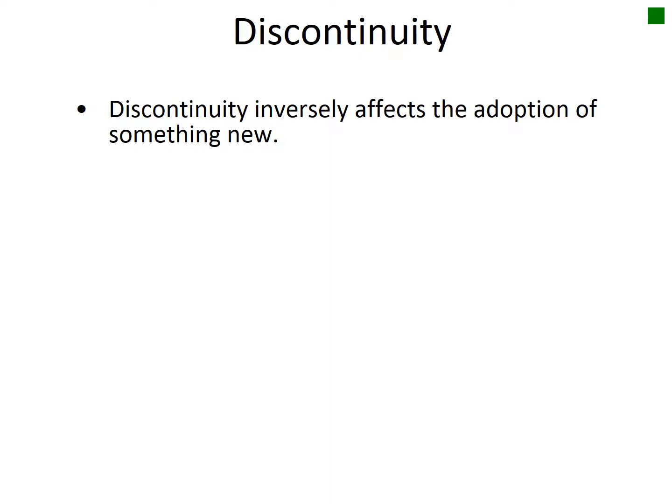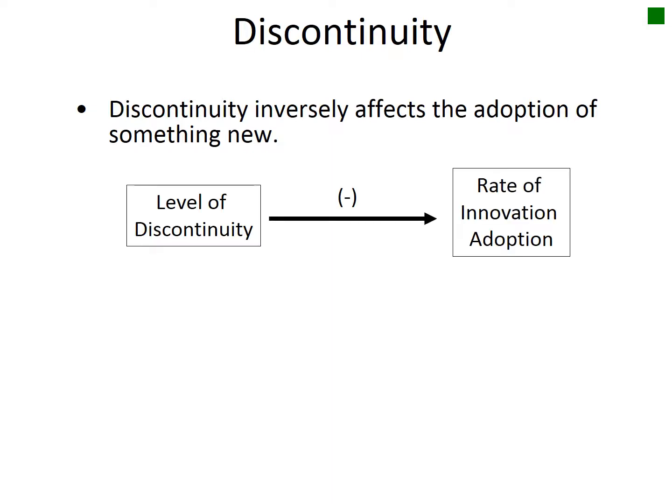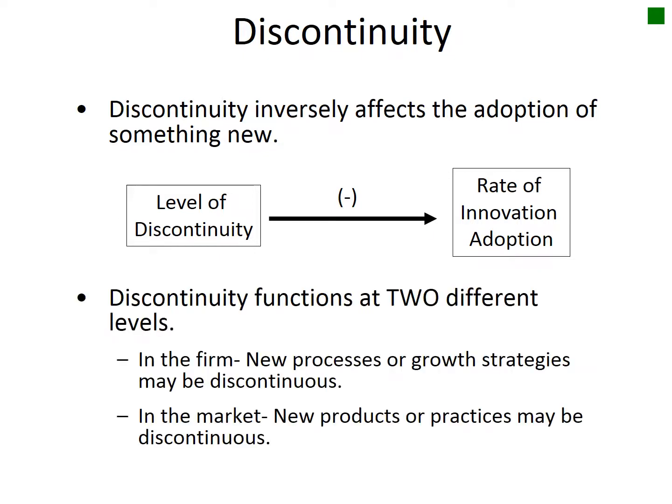But when we think about discontinuity, just a couple points to finish this up. We know that it inversely affects the rate of adoption. So if the level of discontinuity is high, the rate of adoption is very low. And we also know that discontinuity happens at two different levels. As I alluded to, it can happen in the firm. So the organization, if a product is new to the firm, then the new processes that are required to produce the product could create new behaviors the firm has to operate under, therefore being discontinuous for them.